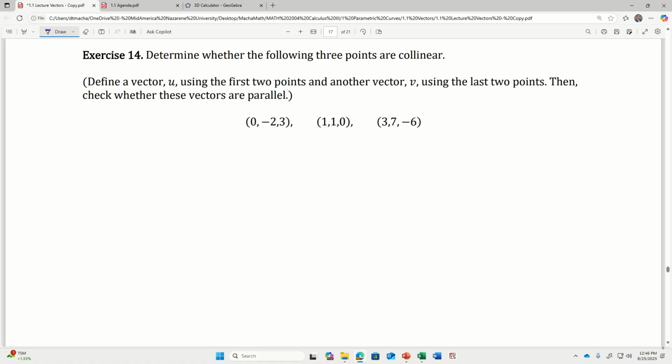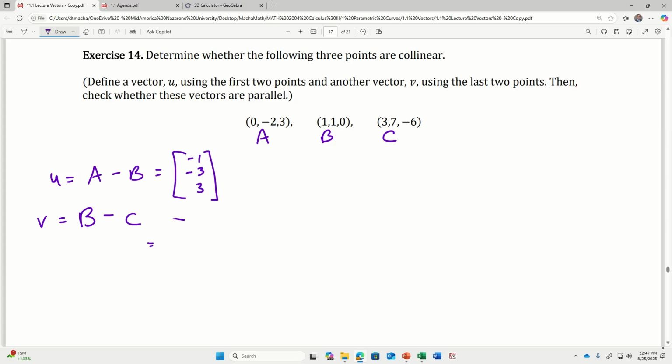So I'm going to label my points. So my vector u is going to be a minus b. V is going to be b minus c. So this is going to be 0 minus 1, negative 2 minus 1, 3 minus 0. Negative 2, negative 6, and 6. Okay.